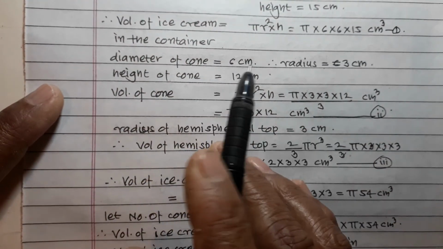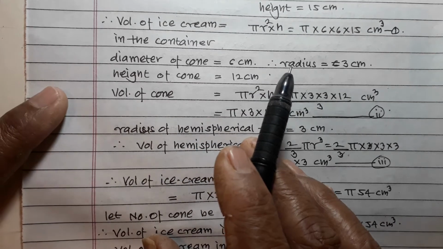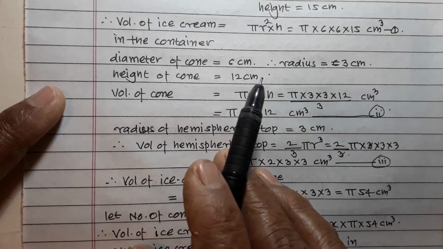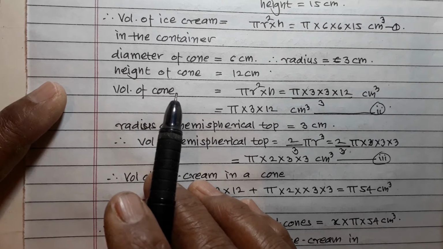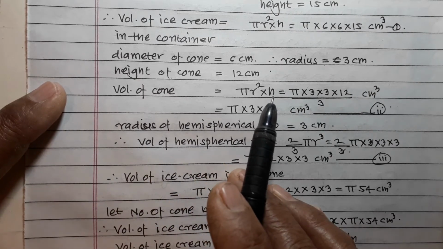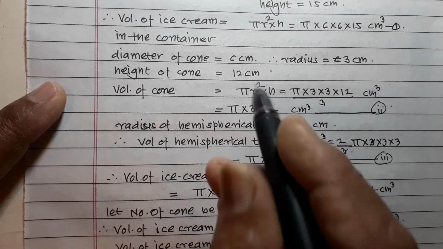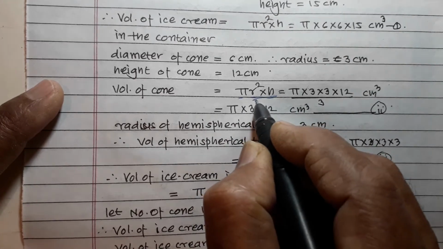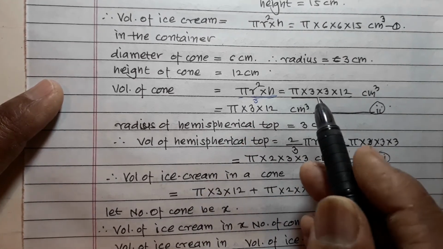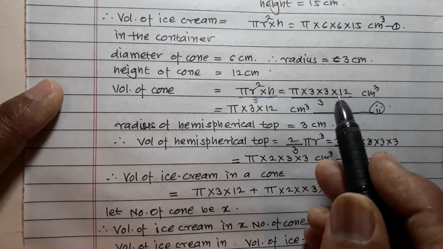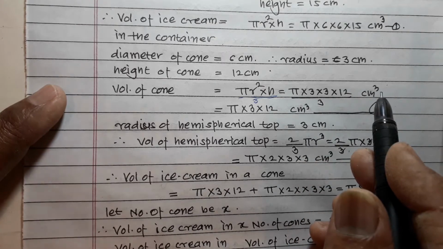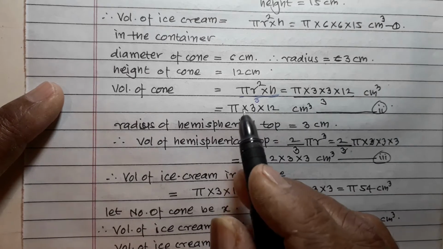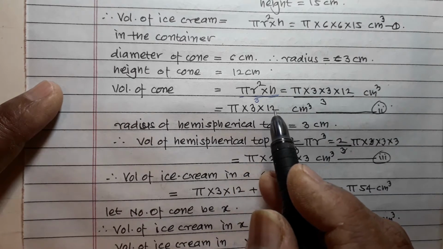Then diameter of cone is equal to 6 centimeter and therefore radius is equal to 3 centimeter. Height of cone is equal to 12 centimeter, given, and therefore volume of cone is equal to pi r square h upon 3, equal to pi into 3 into 3 into 12 upon 3 cm cube. If you simplify this, 3 and 3 get cancelled and it is equal to pi into 3 into 12 cm cube.